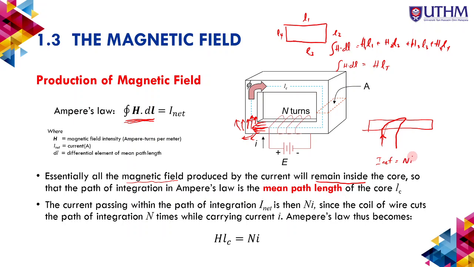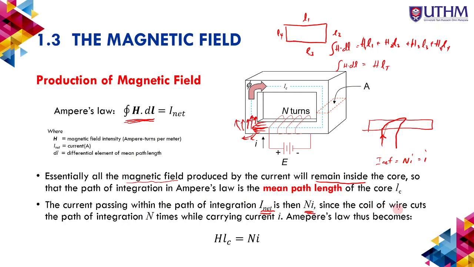So NI, so I is 1, so equal to I. The more turns, they will induce more magnetic field, and the current will be more. Actually the current is still the same, but multiplied with the number of turns n, and it will produce more magnetic field compared to the fewer number of turns. So NI becomes NI.